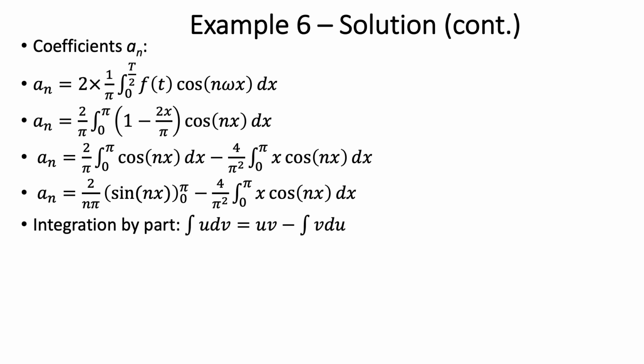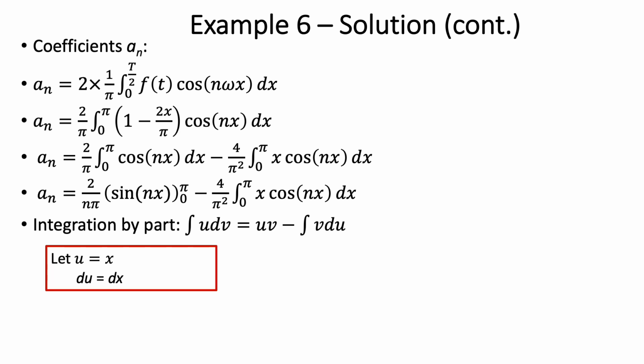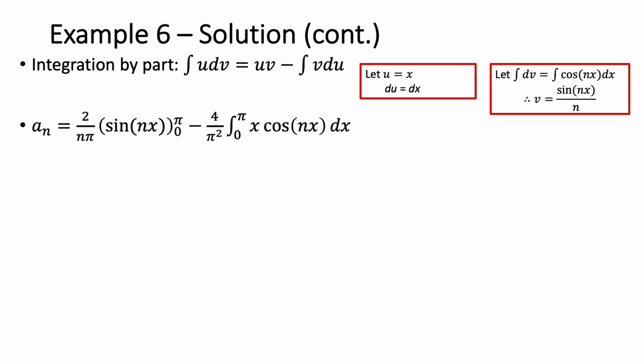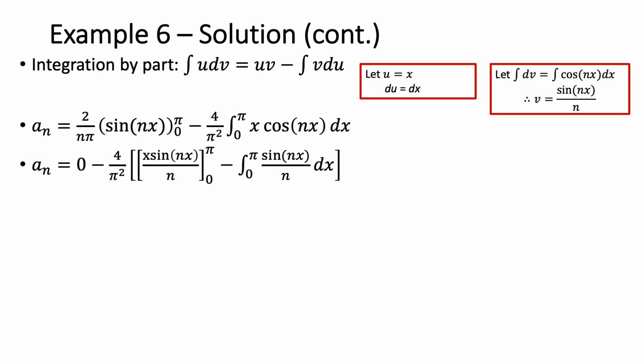We have to do the integration by part for the second term. Let u equal to x, du equal to dx, integral dv equal integral cos nx dx, v equal sin nx over n. Proceed with integration by part. We have An equal to 0 for the first term since sin nx equal to 0 for all n.